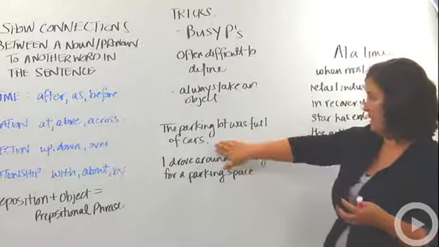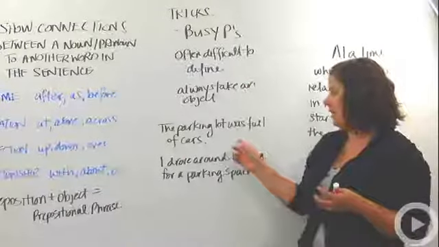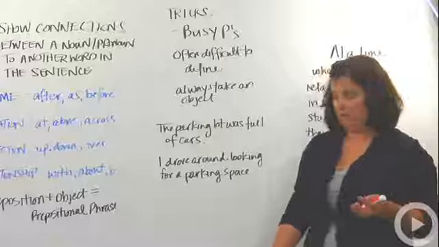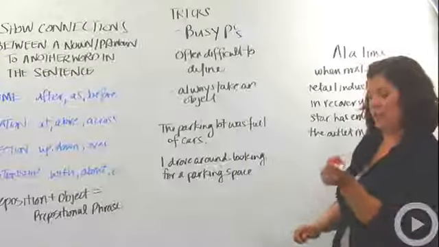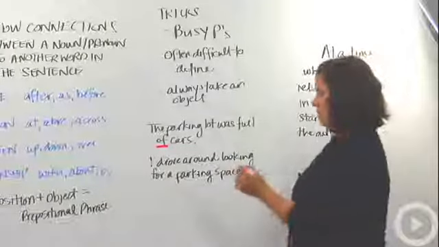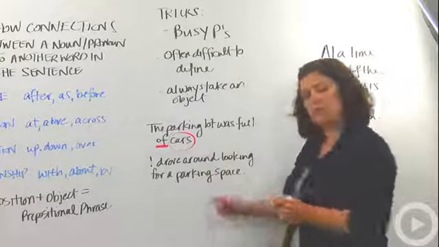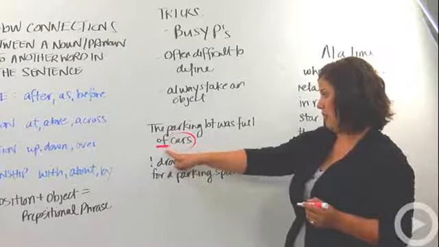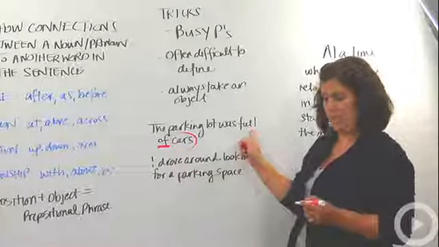So if we take a look at these two example sentences, the parking lot was full of cars. We've got one preposition here, the word of, and it's showing the relationship between these cars, which is the object of the preposition of, to the rest of the sentence.